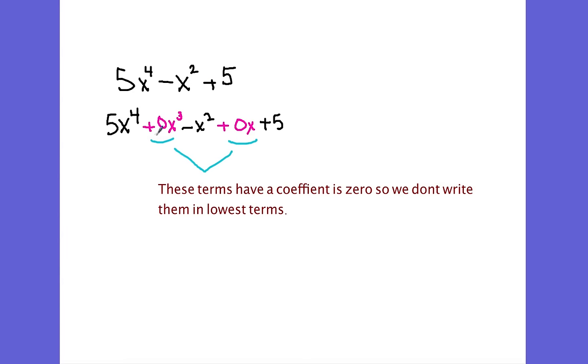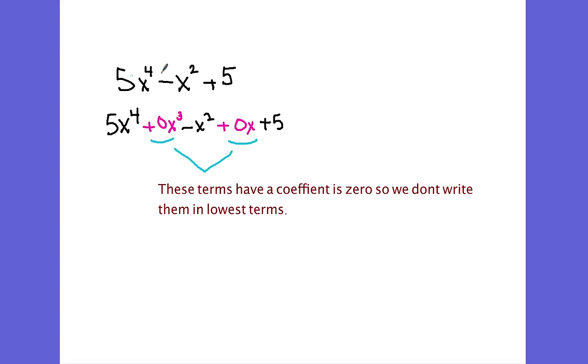Before we finish, I want to go over a couple of items and show you about those zeros again. So if I start off with 5x to the 4th minus x squared plus 5, that is in lowest terms because we don't have any like terms that can be combined. Because remember, in order to combine them, they have to have the same exponent value. Otherwise, they are considered unlike terms and they cannot be grouped together.